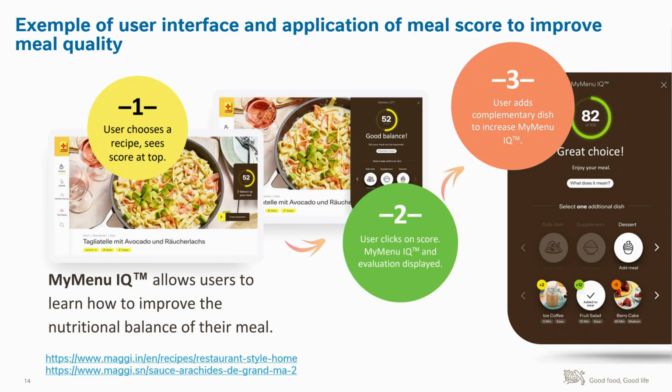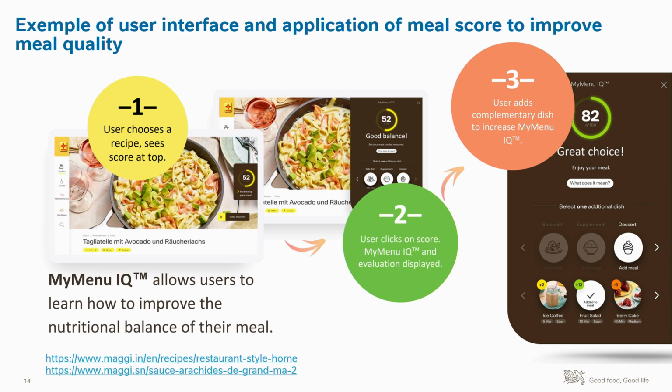So this is how it looks for users, and this is an interface that has been now rolled out in more than 70 countries. So using a database of more than 200,000 recipes that are tagged and that have been scored, the user can see, okay, what's the score of my recipe? Select a recipe, then see the score. For example, here this is 52. By clicking on it, the user would be able to see what are the different components of the score.